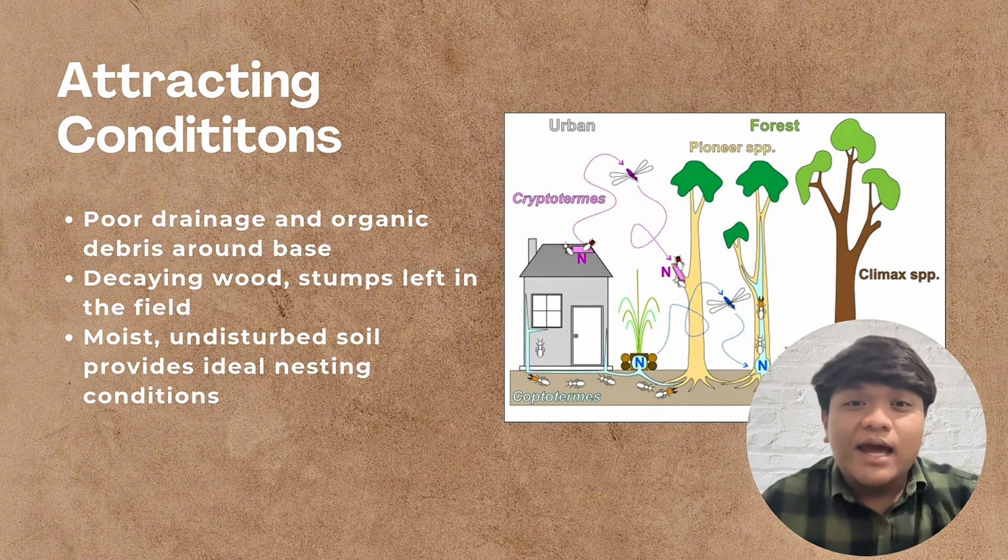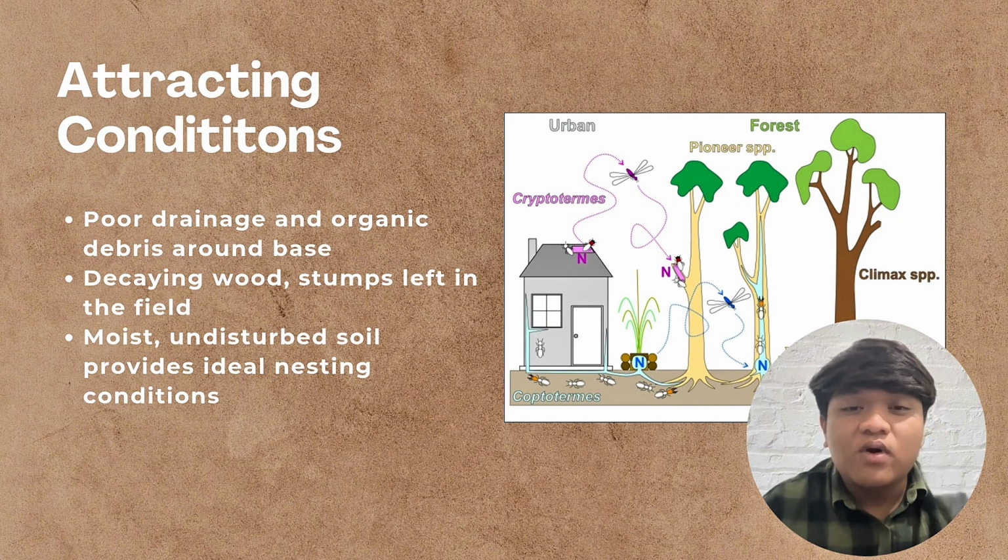Now, let's see the attracting condition. Termites thrive in moist, shaded, and undisturbed environments. Several factors increase their risk in rubber plantations, including poor drainage, presence of decaying wood or old stumps, organic debris around the base of trees, and thick mulch or unturned soil that stays wet for a long period. These conditions create the ideal microhabitat for nesting and reproduction.